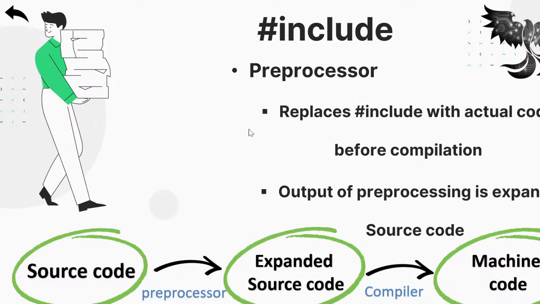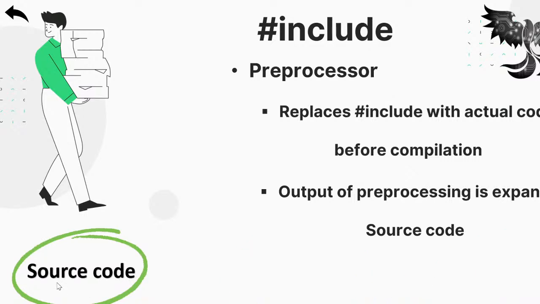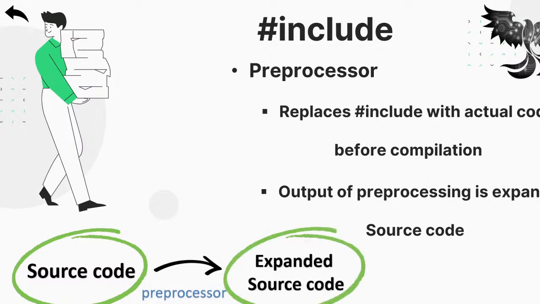Like the preprocessor here, see in this figure: source code, whatever you are writing. One minute, I'll go back. This is the source code. Whatever you type after hash include is not included yet. Once the preprocessor comes into the compiler, it expands it, converting into expanded code. Some code will be added to your program. The one line, hash include and whatever library you type, is totally replaced by that code, so it becomes a big code. Then afterwards it goes for compilation.